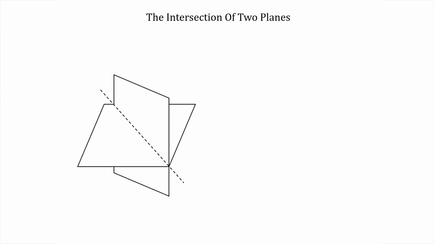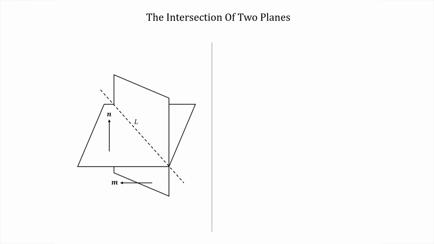Two non-parallel planes in three-dimensional space will always intersect along a line. Let's consider two such planes. In this diagram we illustrate a portion of each plane, which intersect at the dotted line. We'll call that line L. We'll also label the normal vectors to the planes. So this vector, n, is the normal to the first plane, and this vector, m, is the normal to the second.